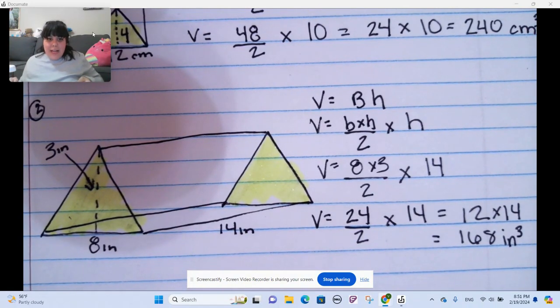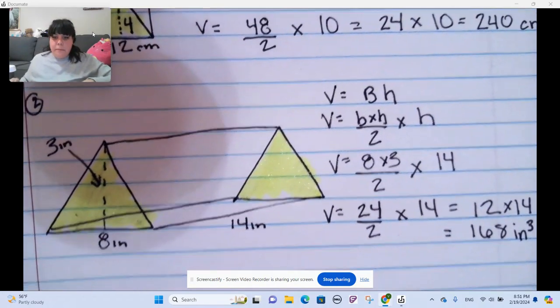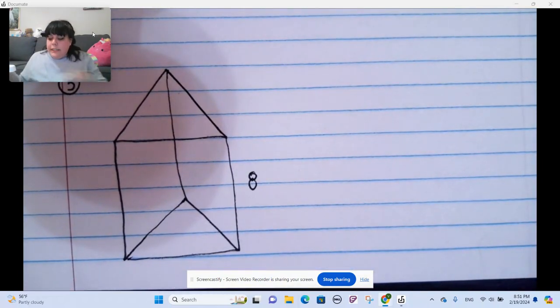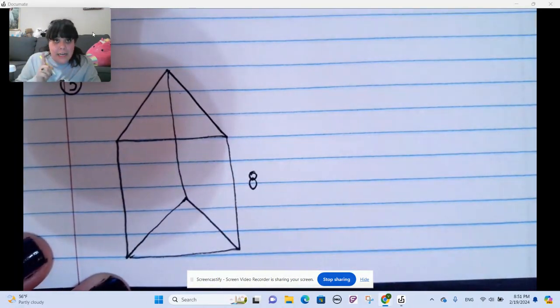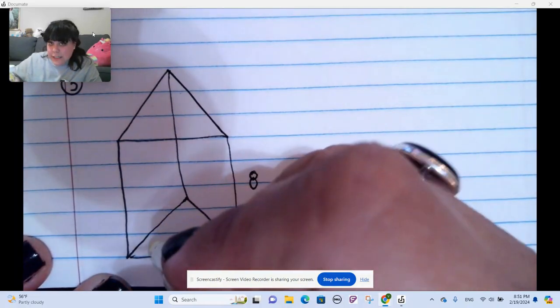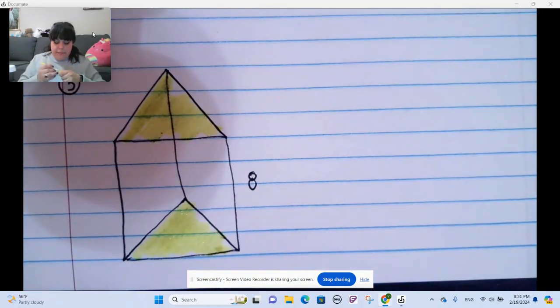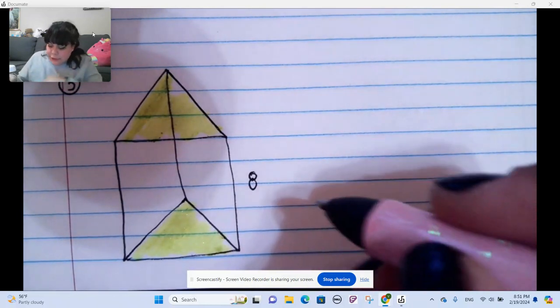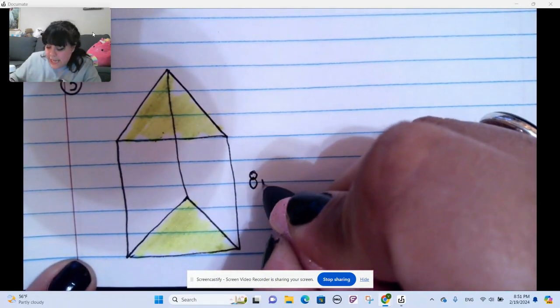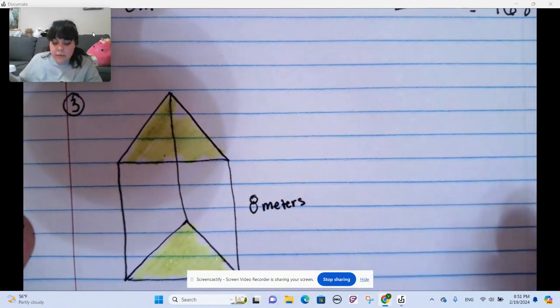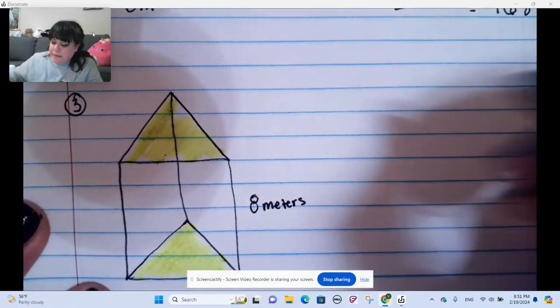Okay, so we're going to do a last example. Example number 3. So for this one, it's going to be a little different. So again, I'm going to highlight my bases. My bases are triangles because it's a triangular prism. So I'm going to highlight my triangles. Okay. So I already put a measurement here. We're going to say it's 8 meters. All right, and we're going to write out a little word problem. This is going to be a little different.